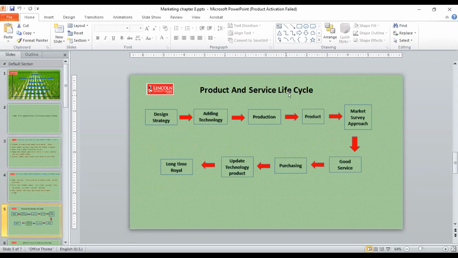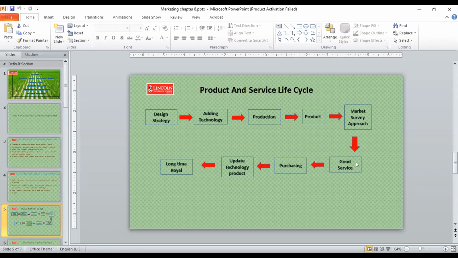And then I would like to present the life cycle of products and services. To buy products, we start the design strategy for products and attain technology. Then we do the production, get the products, and sell and distribute them as a market serving approach. This is the initial stage before production. And then after the marketing survey, they can get their market share and serve the customer.